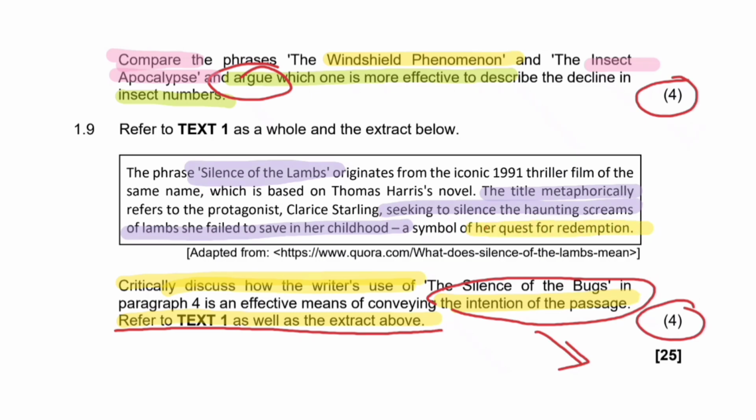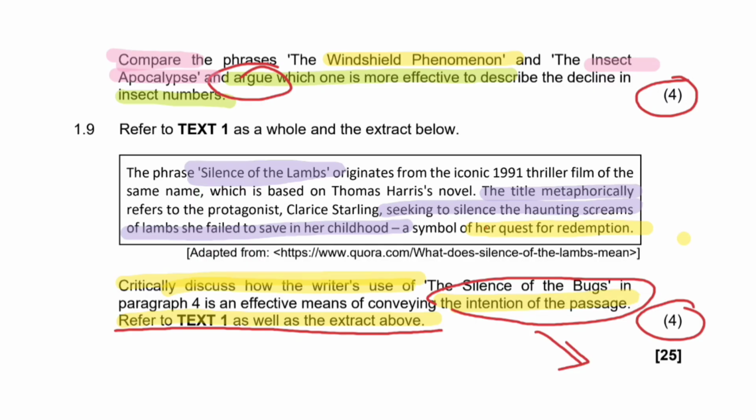You can clearly see that there are undertones of accountability, undertones of feeling guilty for not participating in saving the insects, undertones of seeking redemption, undertones of regret if nothing is done because she failed to save the lambs. All right, the question requires us to discuss how the writer's choice to use the silence of the bug helps him anchor his message to the reader. We can already see that the connection between these two is one, we can see that the author wants to draw the same emotions, that guilt.